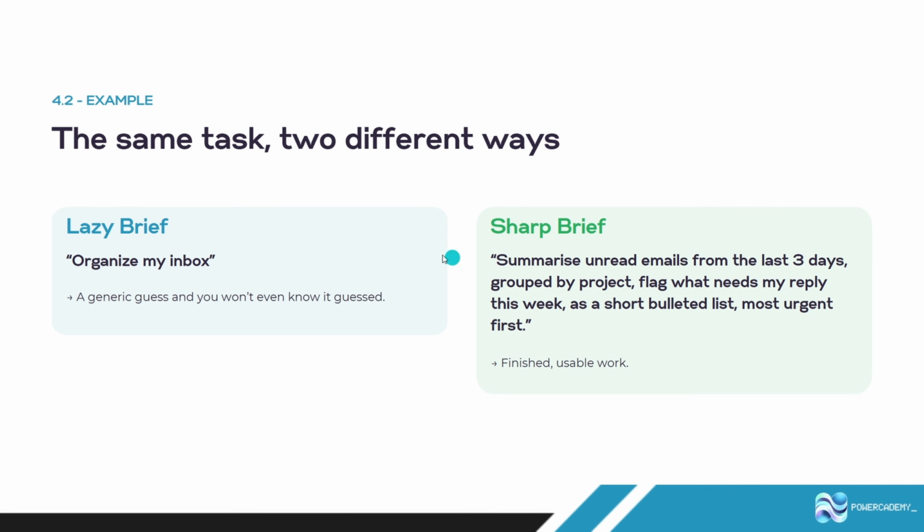And the funny thing is, if you do put something like this, Cowork will get you to clarify, like, what do you mean by organize my inbox? What constraints do you want me to hit? What do you want me to work within? And it will ask you to get to a better outcome. But a sharper brief will be: summarize unread emails from the last 3 days, group by project, flag what needs my reply this week, etc. We have the action that it needs to do. We have the constraints. We have the short bulleted list as the format that it should give us that specific outcome in. And a sharp brief ultimately will just lead to more finished and usable work from Cowork, which is what we are gearing this masterclass towards.